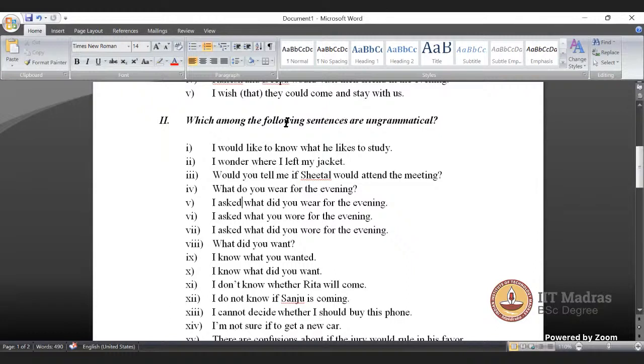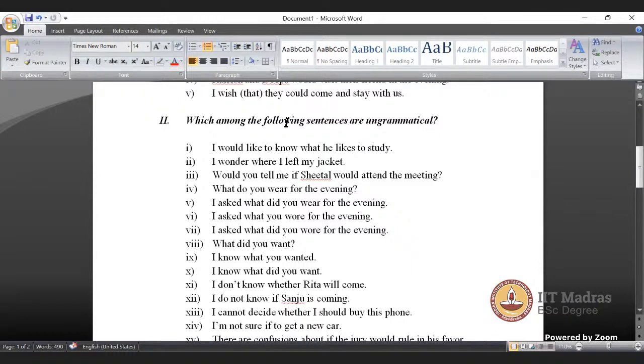So see, whenever you are asked to make a judgment on grammaticality, the first step should be to look at the sentence structure and see where you have your subject, where you have your verb, and what happens in the object, right? So look at the sentence. I would like to know what he likes to study. Now, this is a complex sentence because it has clauses, and as I see here, you have more than one embedding. Within the embedded sentence, there is another embedded sentence, right? Can you pick that out for me?